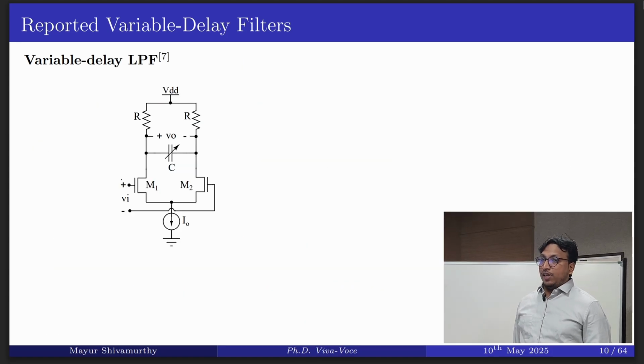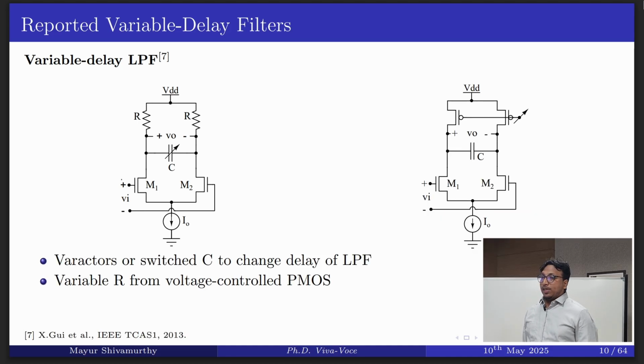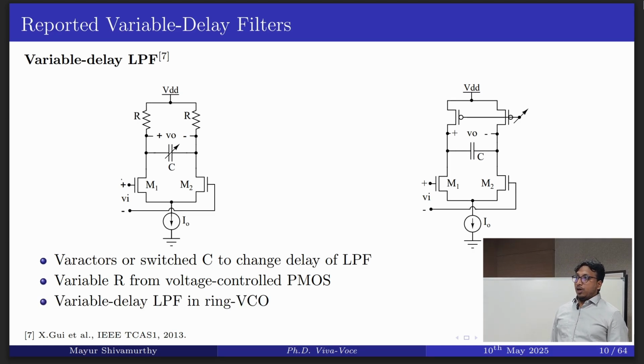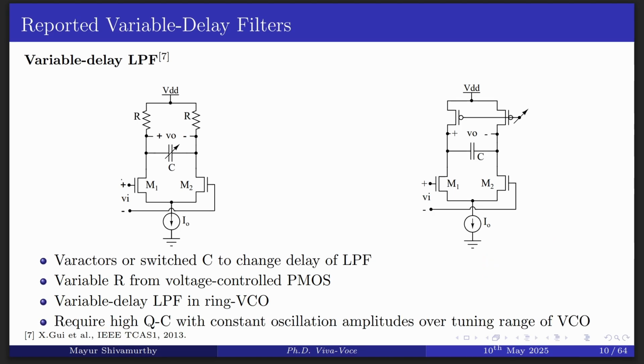For variable delay filters, the delay of a low pass filter can be varied by changing the value of the capacitors, or by changing the value of resistance, which can be implemented using voltage controlled PMOS devices. This variable delay low pass filter can be used in the realization of voltage controlled oscillators, but the problem with this particular tuning approach is that it requires high quality capacitors, and the frequency of oscillations will not remain constant throughout the frequency range of the VCO.